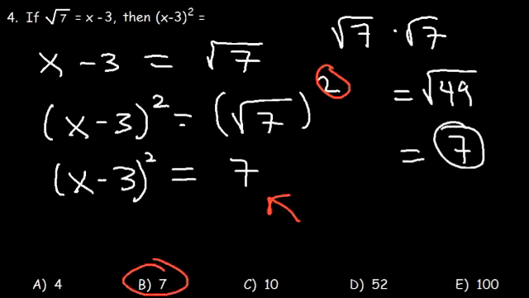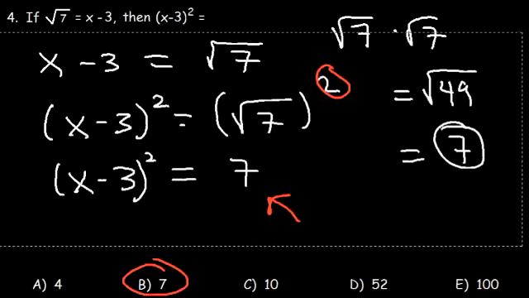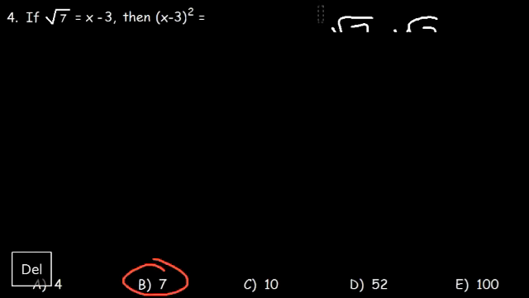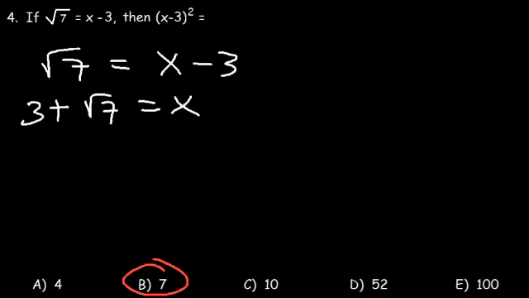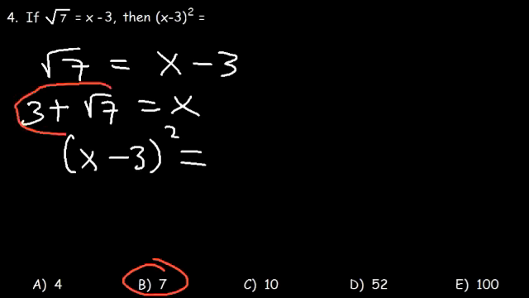Now let's just see what would happen if we solve it using the approach that we used in the last problem. So starting with this expression, we could solve for x by adding 3 to both sides. So 3 plus root 7 is equal to x. So now we can try to find the value of x minus 3 squared. And since x is equal to 3 plus the square root of 7, we could take that value and insert it for x.